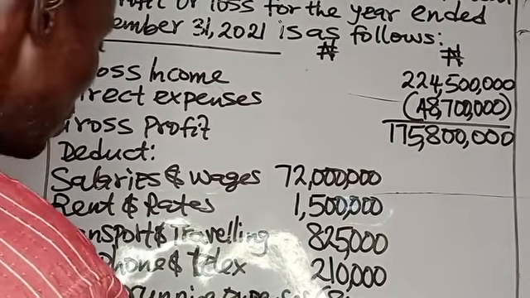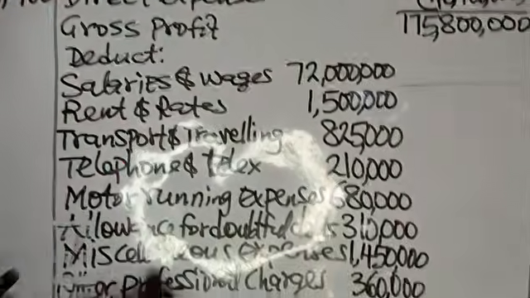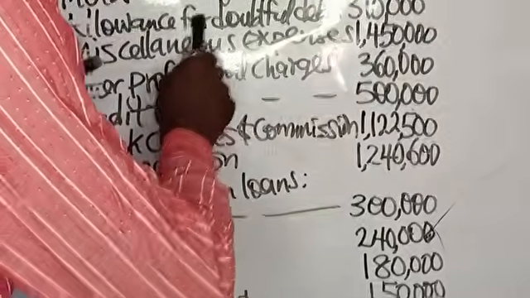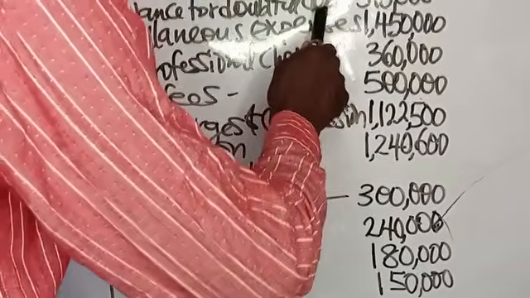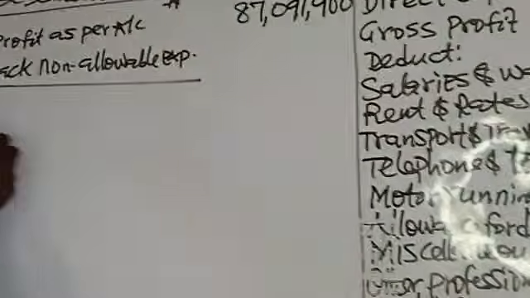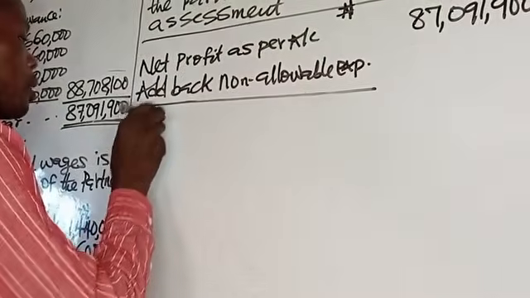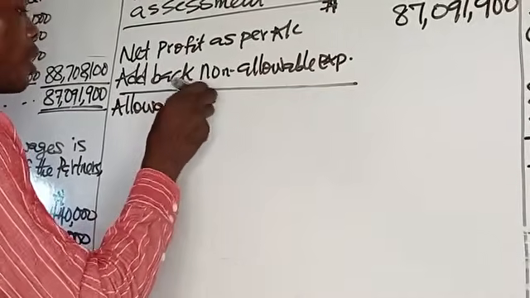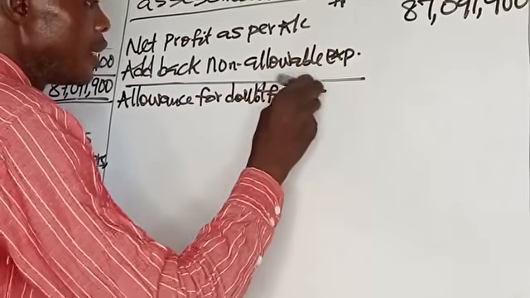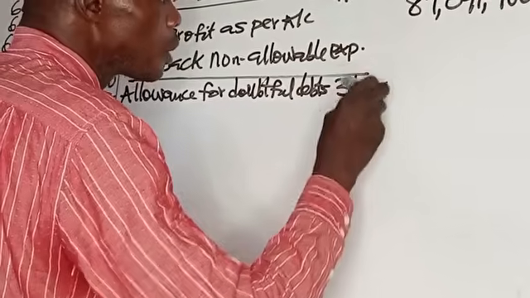Allowance for doubtful debts, 310,000. We are not being told whether this allowance is specific. So we assume it is general. Where it is not indicated that the allowance is specific, you assume it is general. I've told you that general provision for doubtful debts is not allowable for tax purposes. So we are going to disallow that, 310,000. So we have allowance for doubtful debts, 310,000. Back to the question.